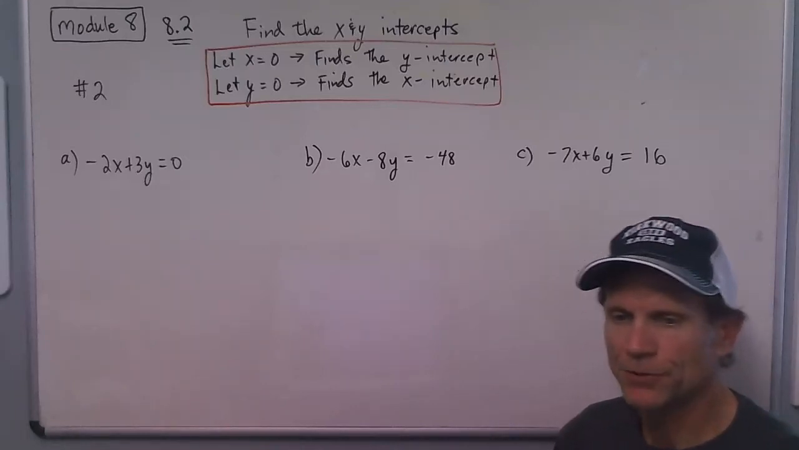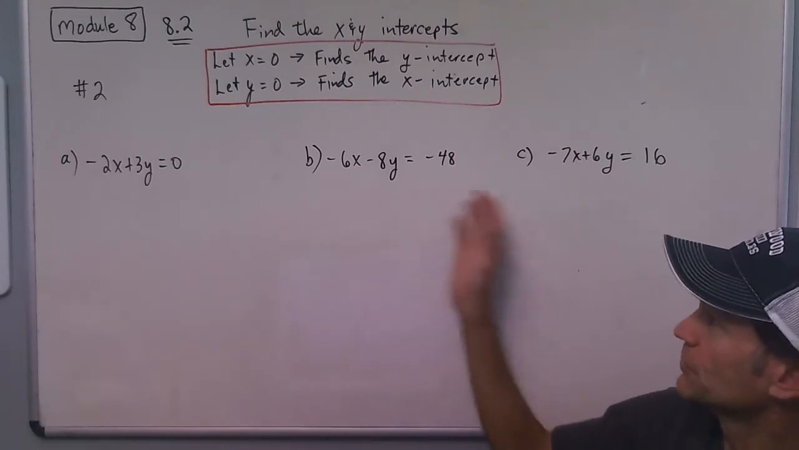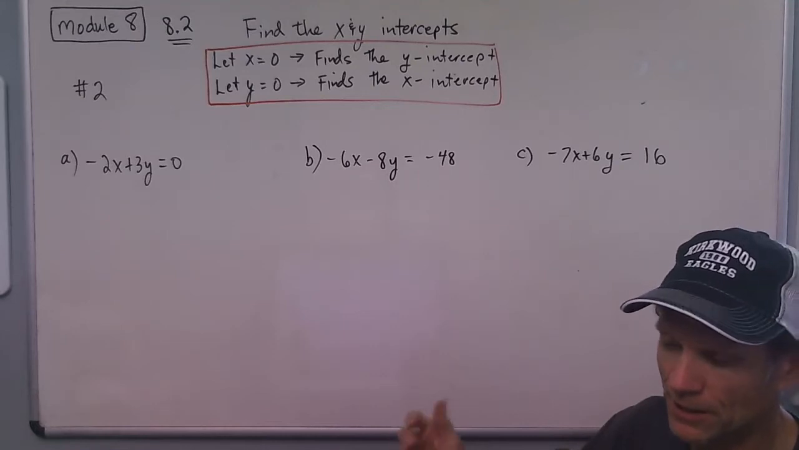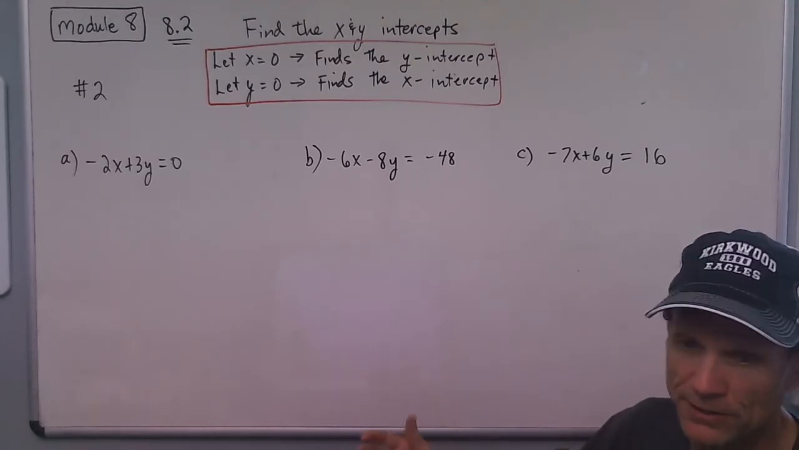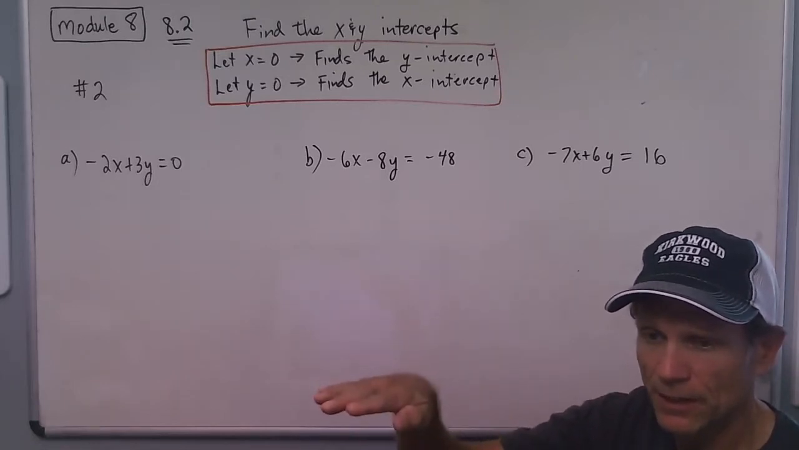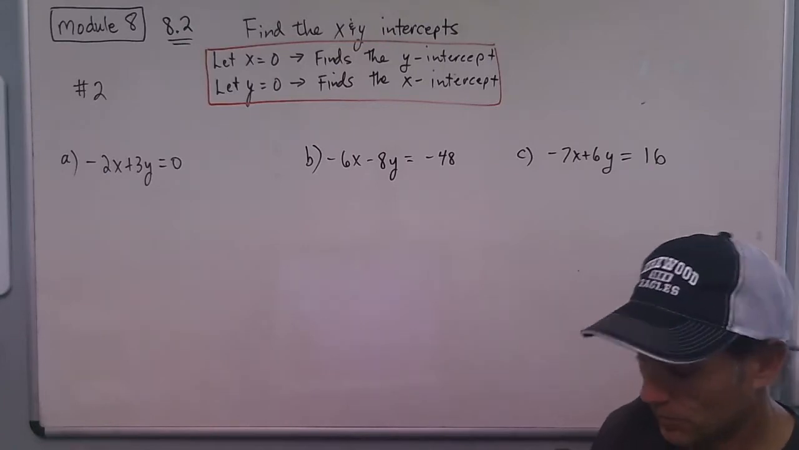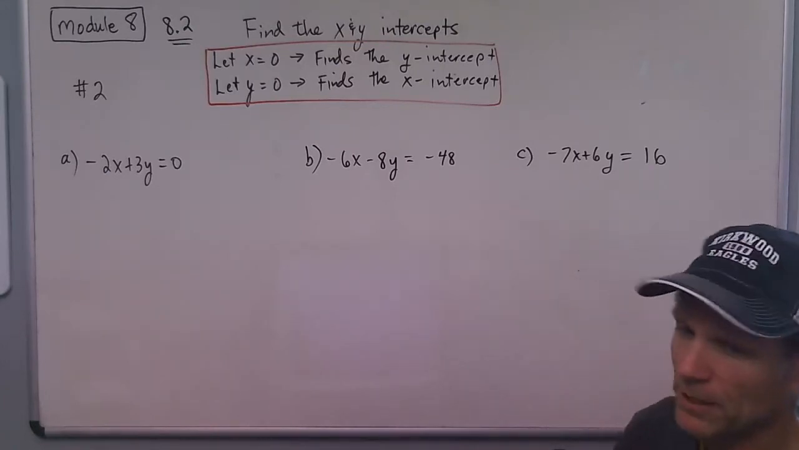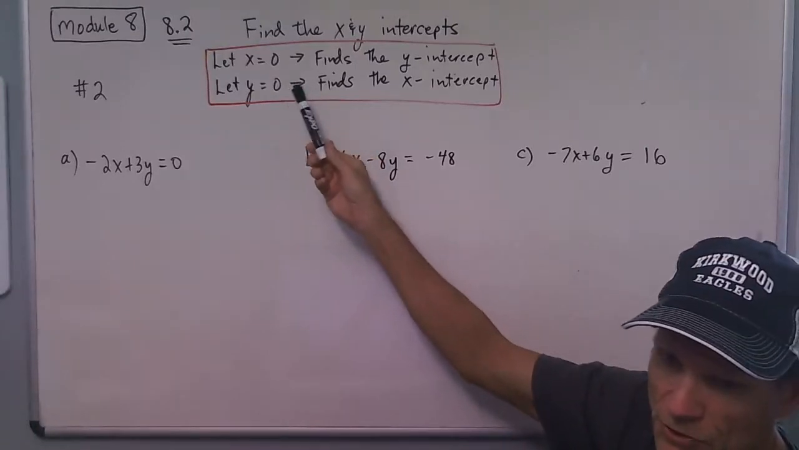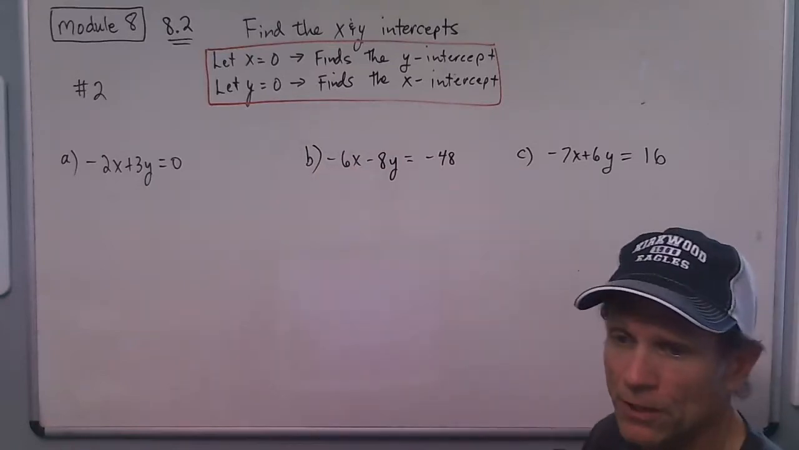Okay, looking at number 2 in 8.2, for these three lines we're asked to find the x and y intercepts if they exist. The x-intercept is where the line crosses the x-axis, and the y-intercept is where the line crosses the y-axis. To find those spots, we can let the x value equal 0 to find the y-intercept, and let y equal 0 to find the x-intercept.